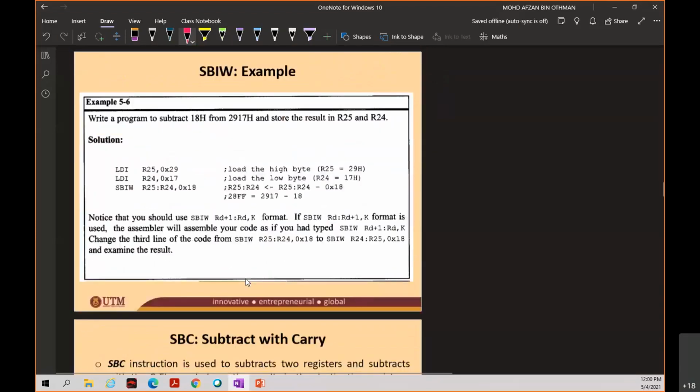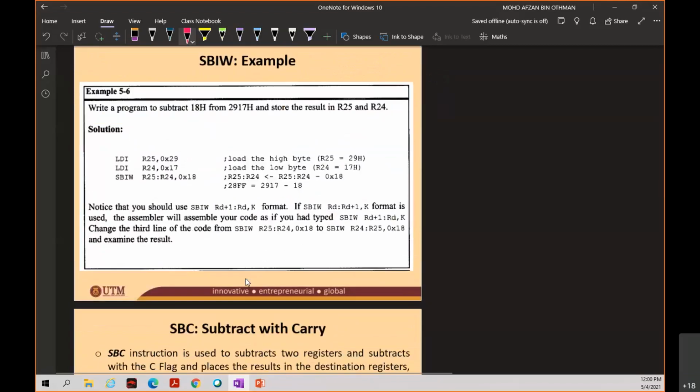Okay, let's look at the examples down here. You're going to write a program to subtract 2917 minus 18, and store the result to R25 and R24. So how to write that program?